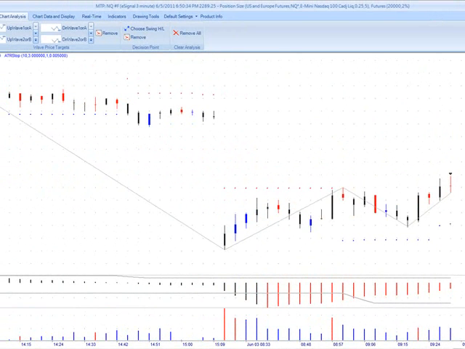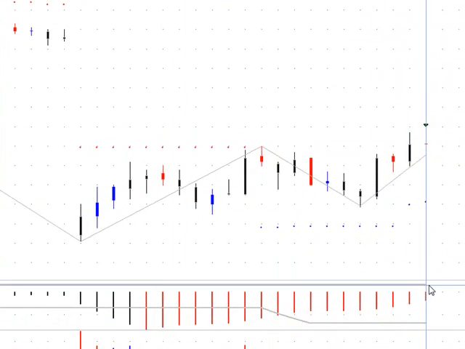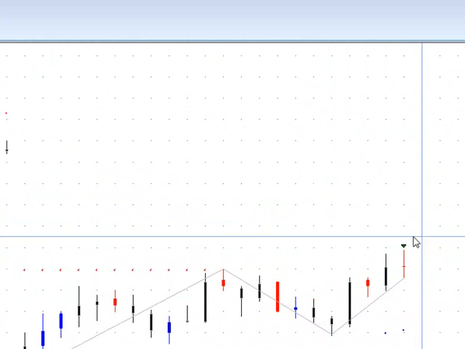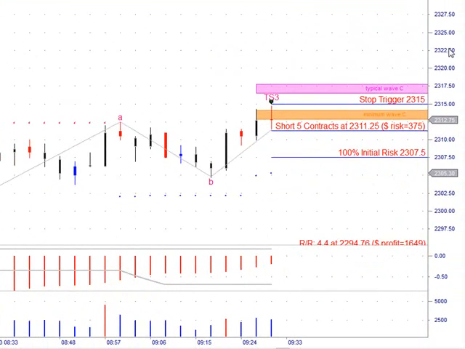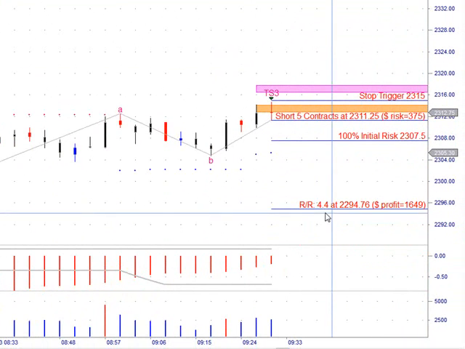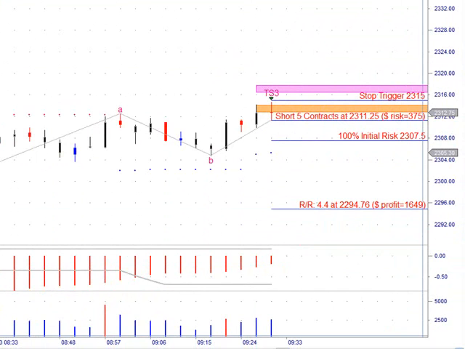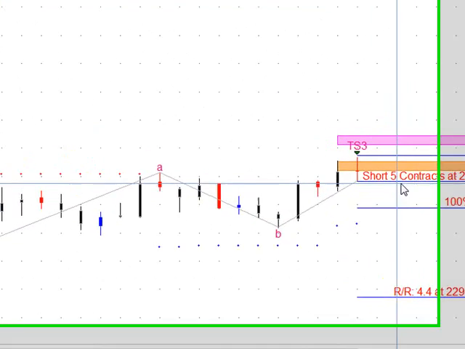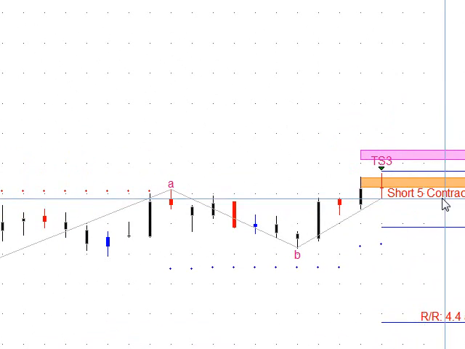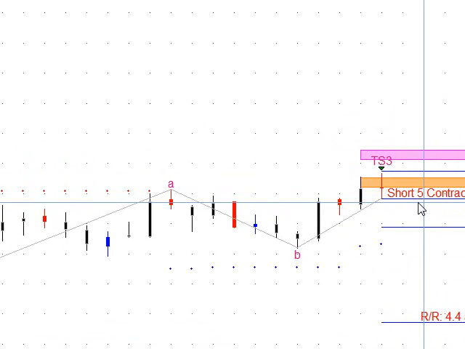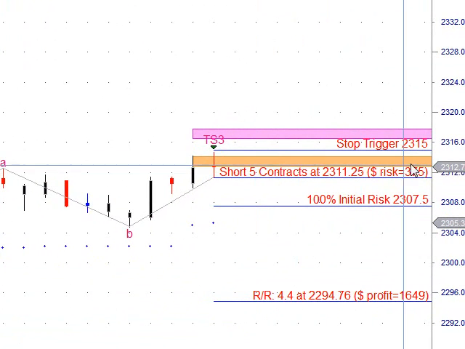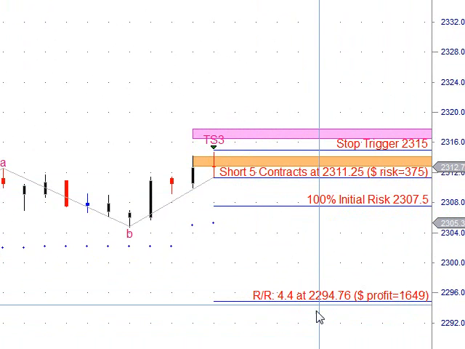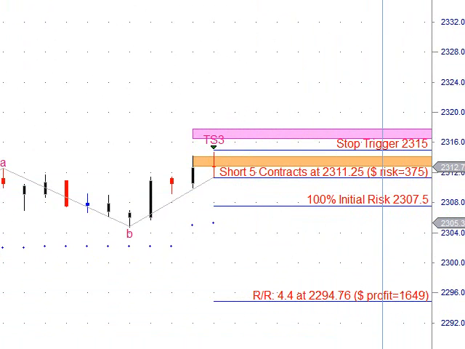But anyway, as things unfolded, let me see if I can move this along here. We got our first short setup here. Again, the bigger trend was down, obviously, after the big gap down. And so you may have taken a chance on this TS3 setup at a little better than 4-to-1 risk reward on that. You can see the software sizes our position for us and shows us the target so we can figure our risk to reward here. So we were risking $375 to make a potential $1,600 or thereabouts.